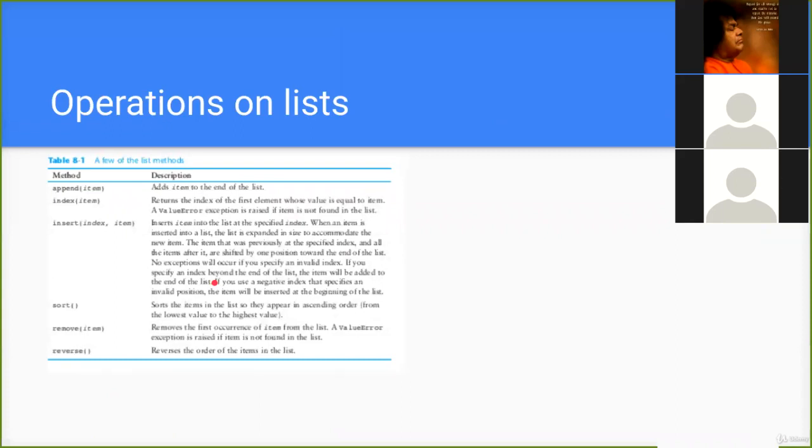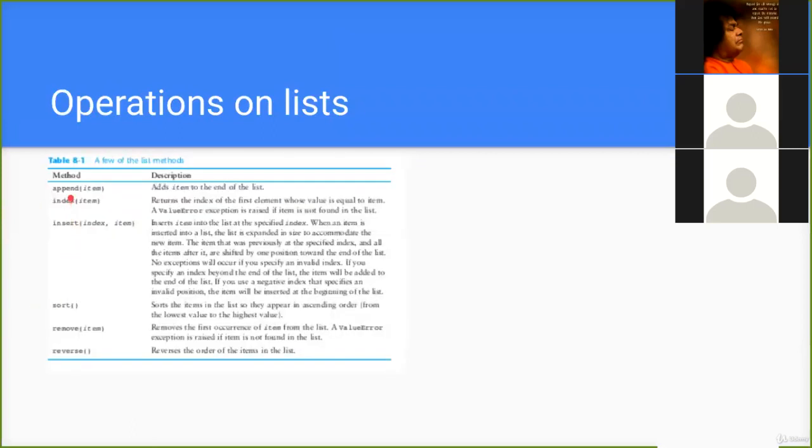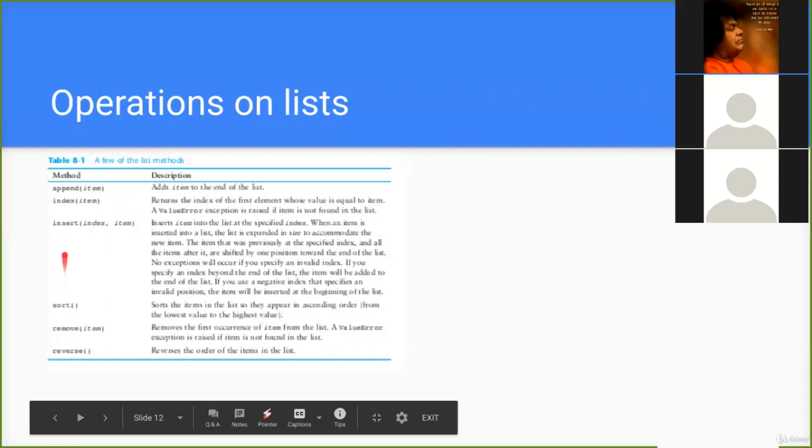Now let us see a few more operations upon lists. We had seen that a list is mutable, which means you could change the values inside a list. It also means that you could expand a list, and you can delete a few items from a list. Now let us see how that happens. It all happens using these methods over here.